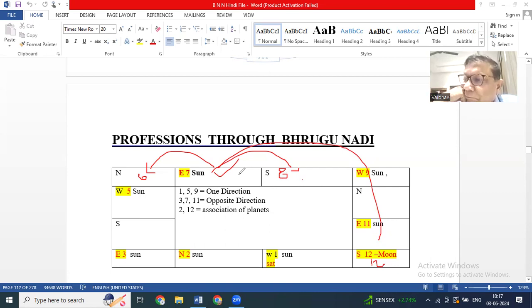In a similar way, the 7th Lord represents colleagues in the office. Suppose we are doing a job. The 7th Lord is actually our colleagues in our office. If the 7th Lord is in the 6th house, we will always fight with our colleagues. There will be enmity between us and our colleagues.